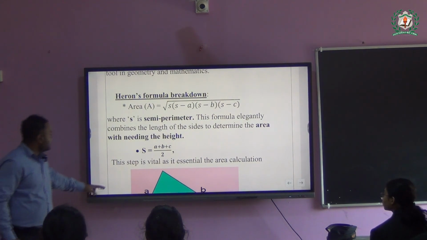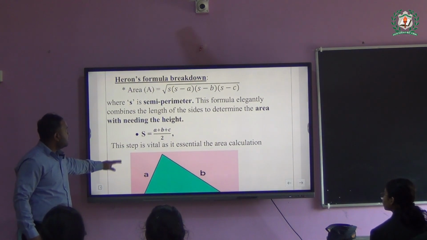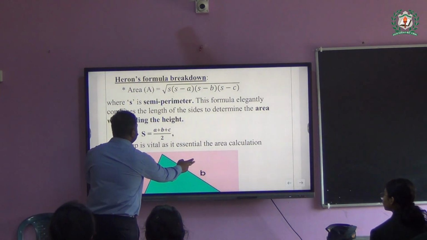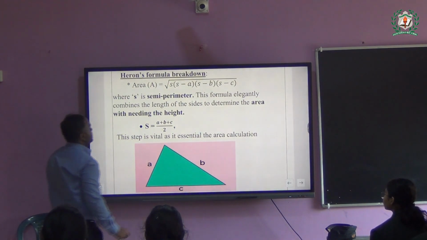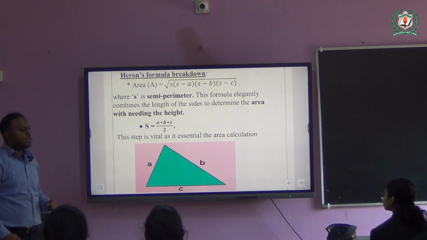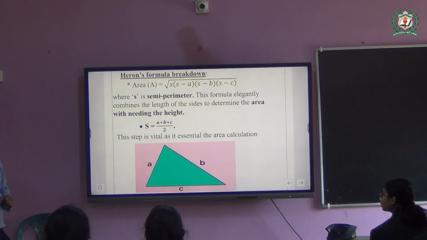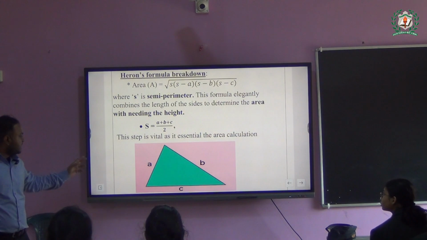So let's say there is a triangle ABC. Let's say there is a triangle with vertices A, B and C. Respectively, their sides are a, b and c as well. The vertices we generally denote with capital letters and the sides we denote with small letters. I think everybody knows these things.